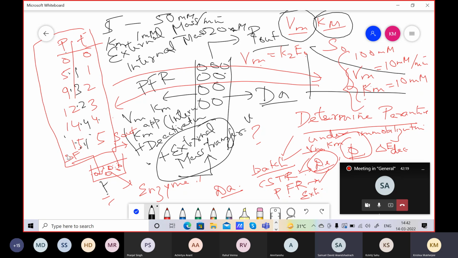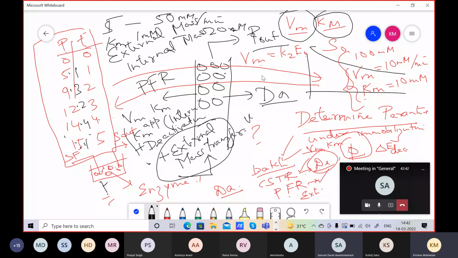And then using these values, plot and determine Vmax and Km and show that the same Vmax and Km appear again, especially if you change these numbers by slight amounts. Is this clear? Yes sir. This is the first job. The first job is easy enough, this batch.